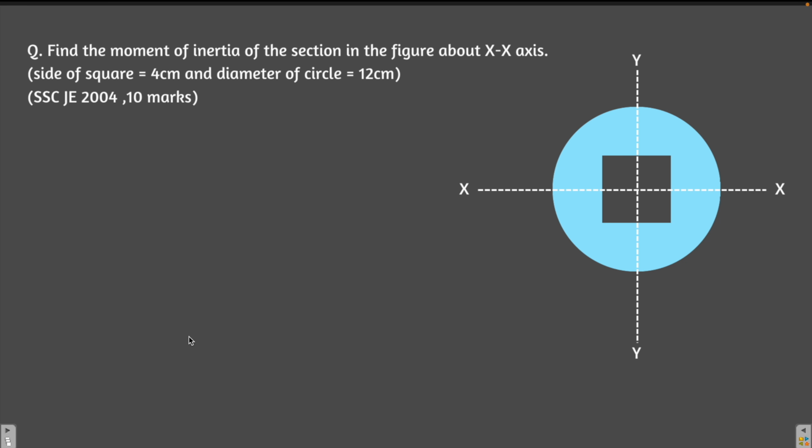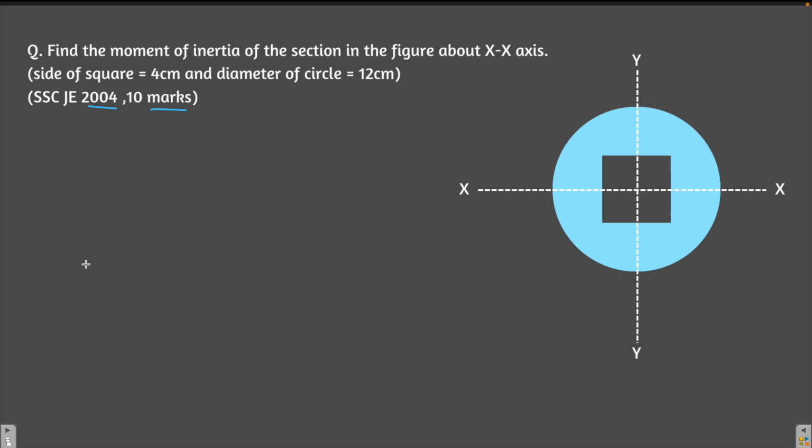Hello learners, welcome back. So there is another question which has been asked previously in SSC JEE 2004 for 10 marks, and the question says that we have to find the moment of inertia of the section about the x-axis. So there is a figure given to you and we have to find the moment of inertia of the shaded figure. So let's do it.